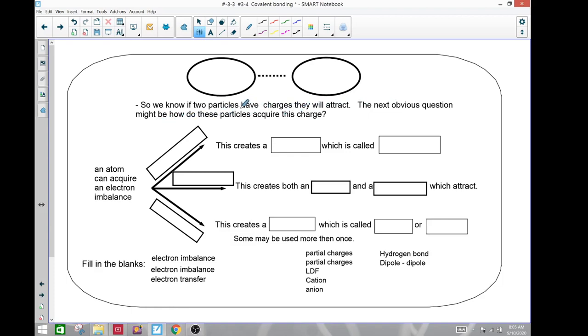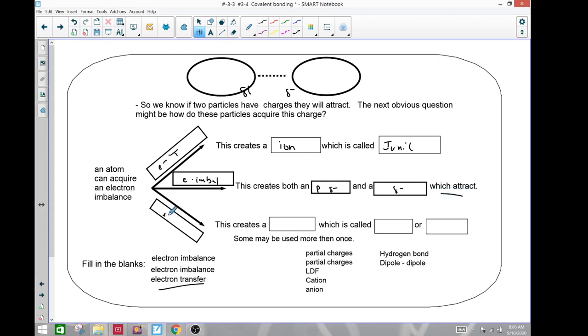Whether it's a partial charge or a negative charge, it's going to go on various options here. So we could have, for example, electron transfer. Electron transfer creates an ion, and it's called ionic. Electron transfer here, imbalance here. This is something where you just need to have a mental map. Mental map is a good word. It creates a partial positive and a partial negative, and they attract.